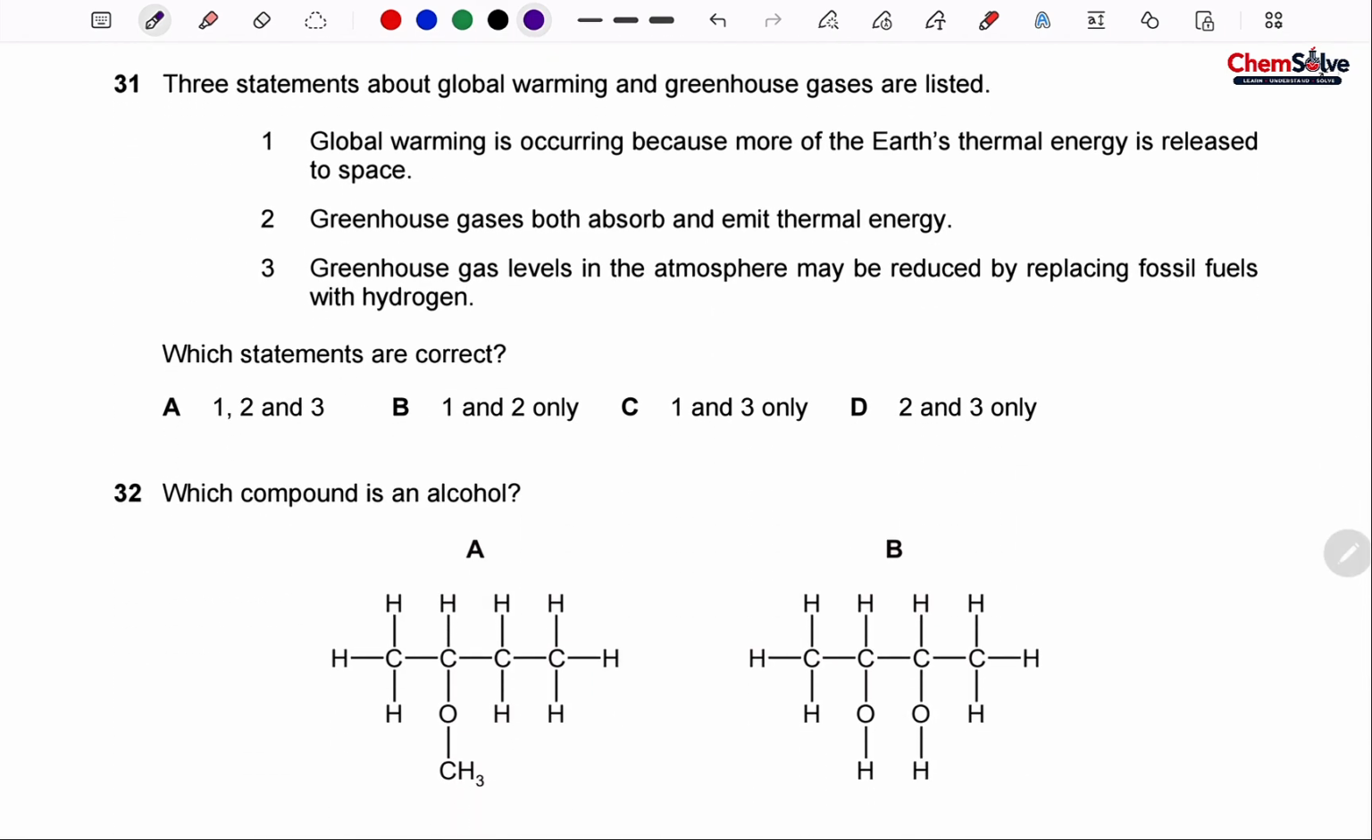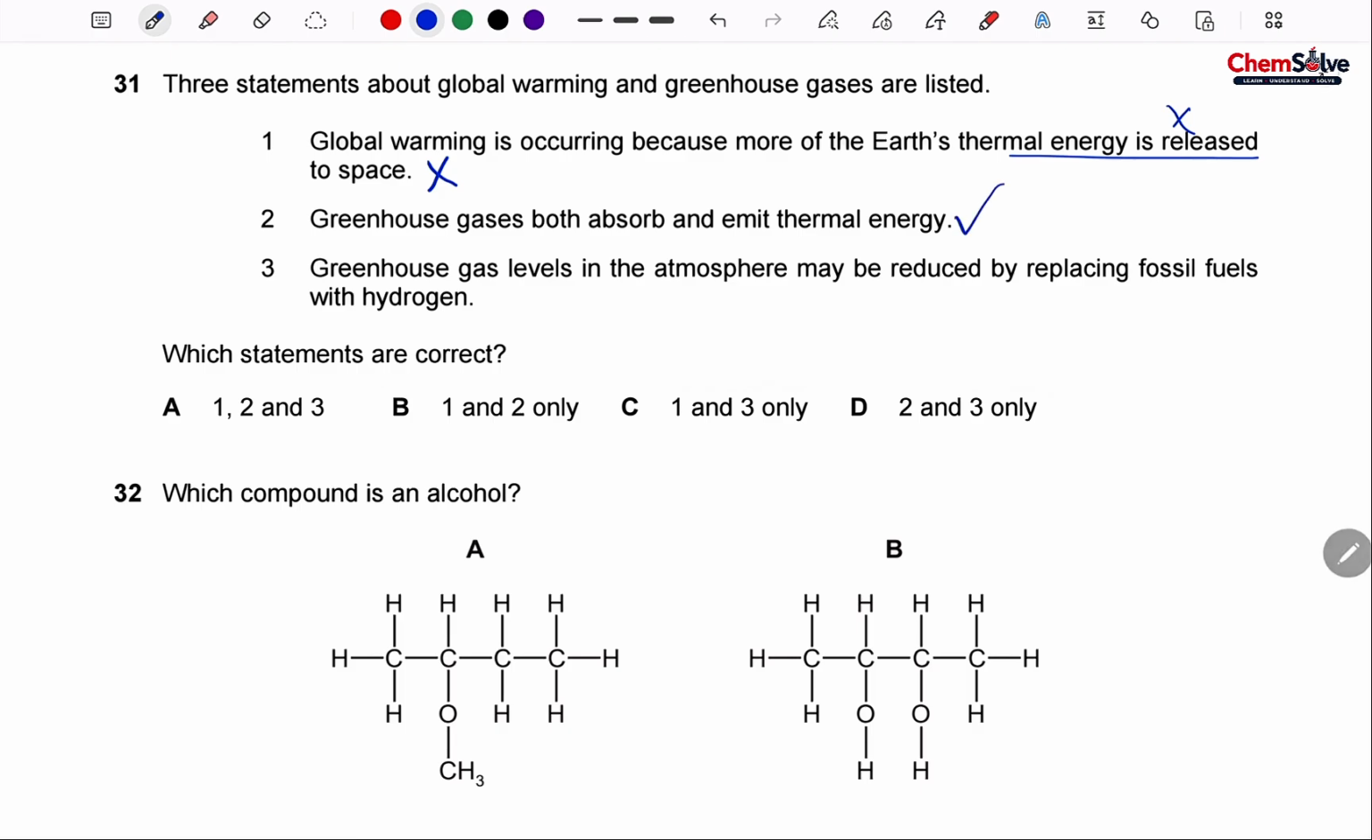The statements about global warming and greenhouse gases are listed. Which statements are correct? Okay, statement number 1. Global warming is occurring because more of the earth's thermal energy is released to space. No, it is not released, it is being absorbed. So statement 1 is incorrect. Greenhouse gases both absorb and emit thermal energy? Yes, this is the correct statement.